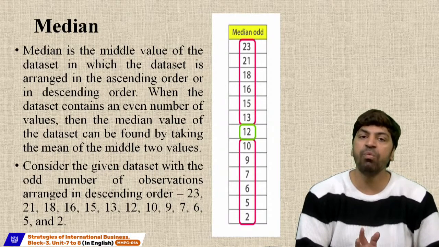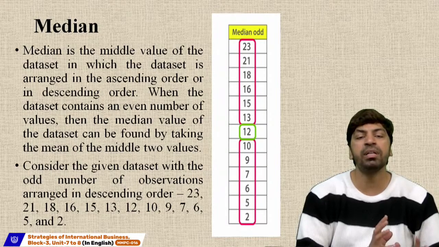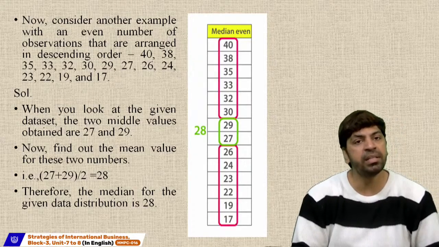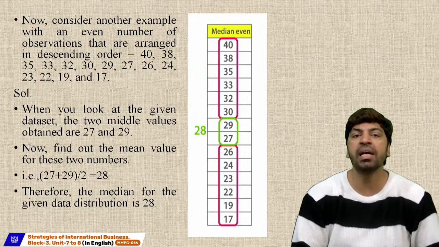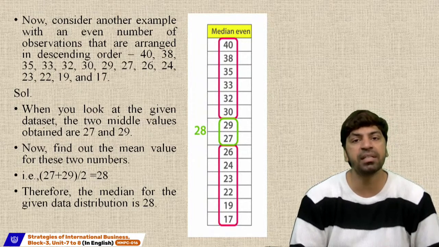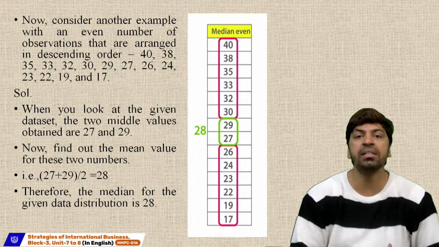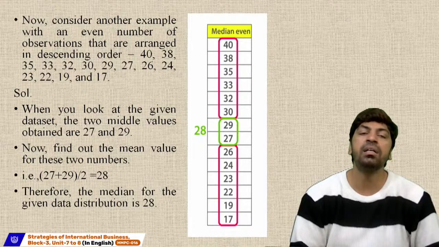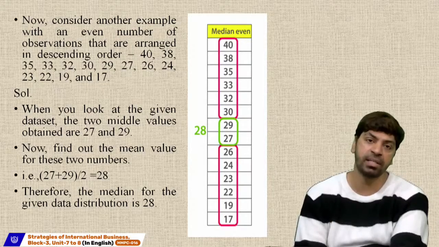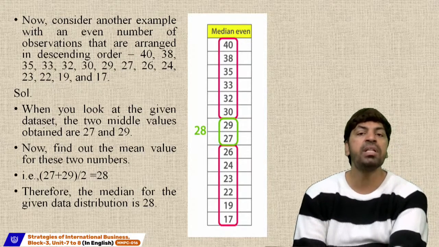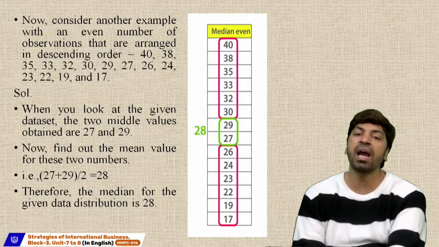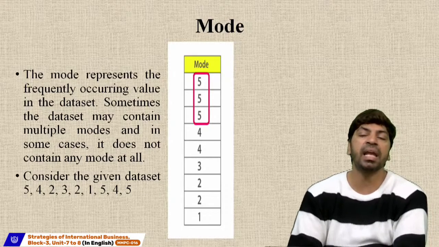Now consider another data set: 40, 38, 35, 33, 32, 30, 29, 30, 27, and so on. Here we have an even number of observations, 14 in total. Since the number is even, what would be the central value? That is 29 and 27. So we add these two values and divide by 2.